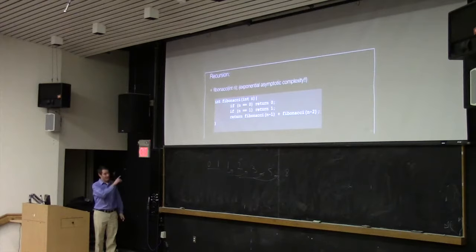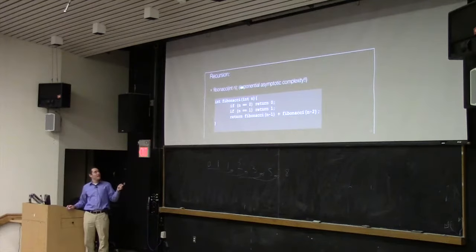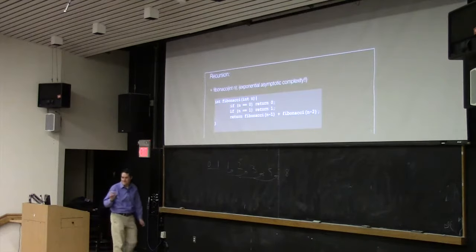Okay. Now, notice up here, exponential asymptotic complexity. Why is this exponential asymptotic complexity? What do you think?